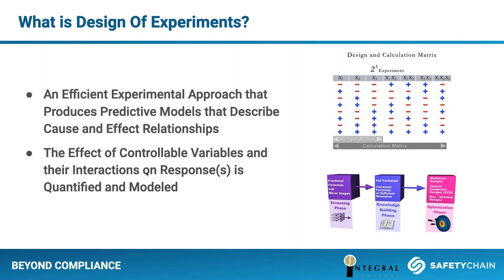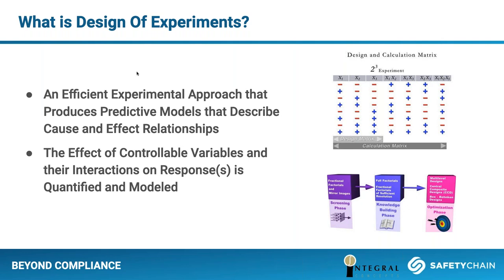The key to DOE is that they produce predictive models that describe cause and effect relationships. So if somebody says they did a designed experiment and they didn't get a predictive model, or predictive models, to me, that wasn't DOE. DOE is all about predicting performance of our products under an infinite number of scenarios.